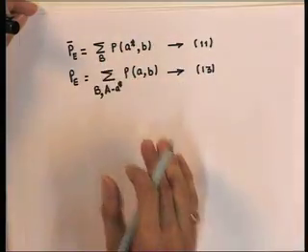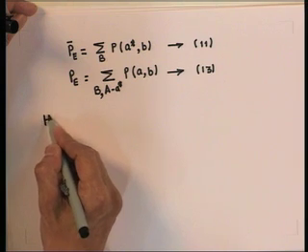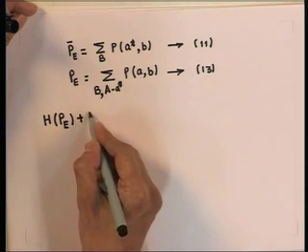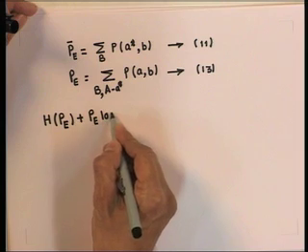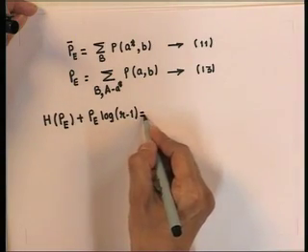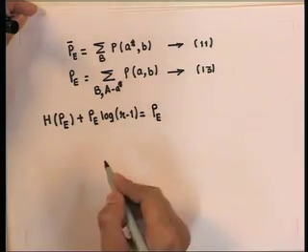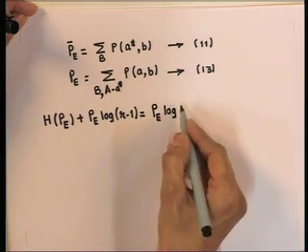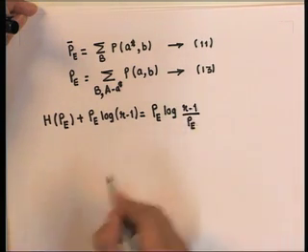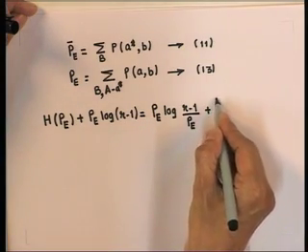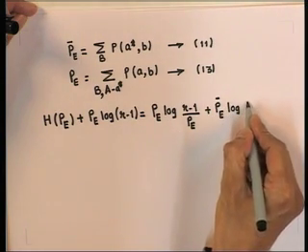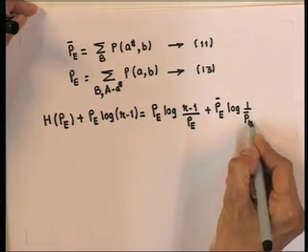Using these two relationships, we construct the identity H of P E plus P E log to the base 2 of r minus 1 is equal to probability of error log of (r minus 1) upon P E plus P complement E log of 1 by P complement E.